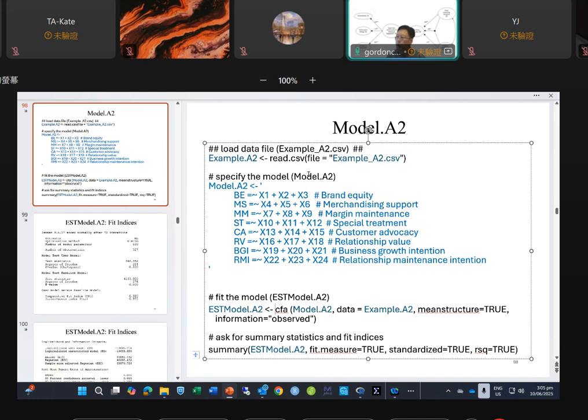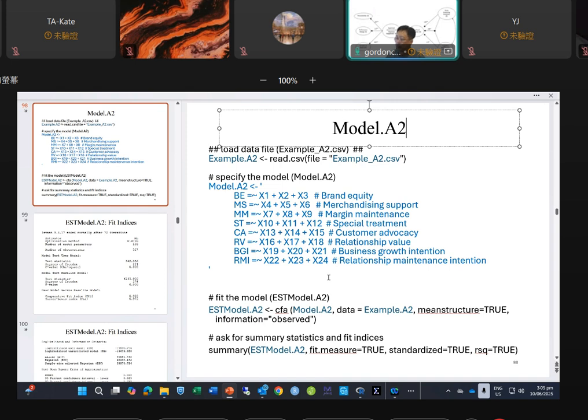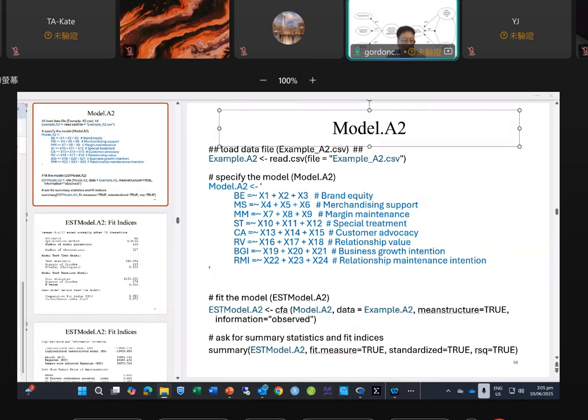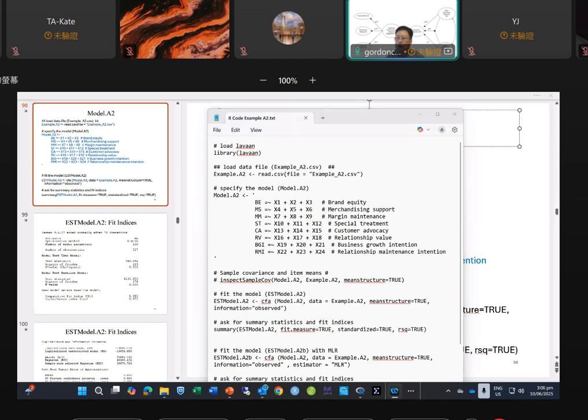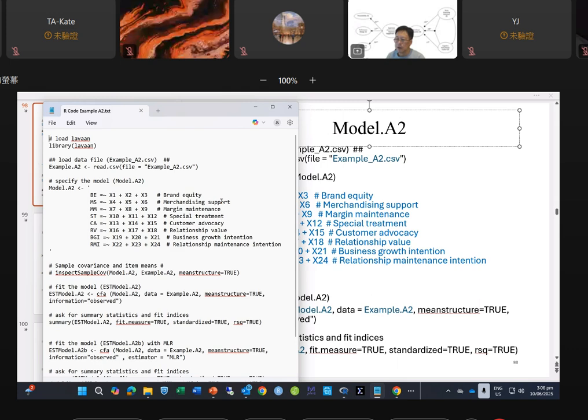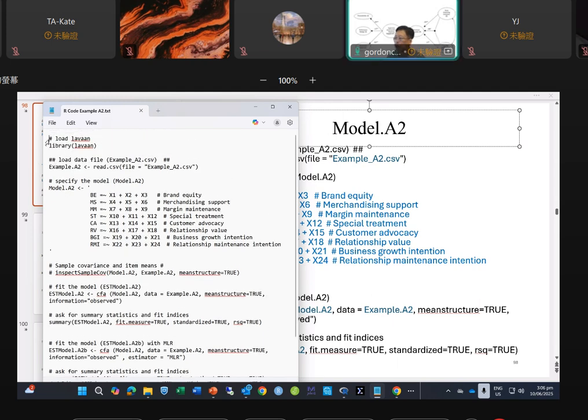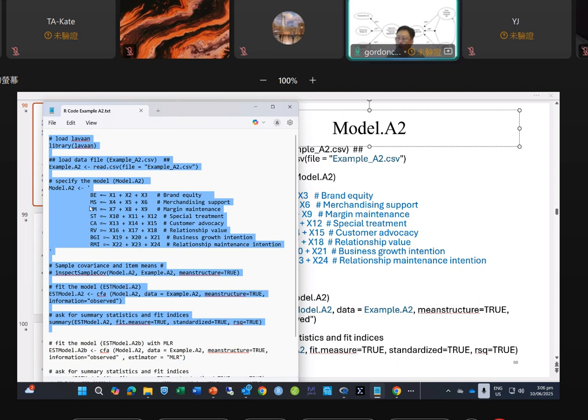Okay, so now can I ask you to run model 2? In fact, you have the code. You have the file, example A2. You can copy and paste from slide number 98, or you can open this file and run model A2.